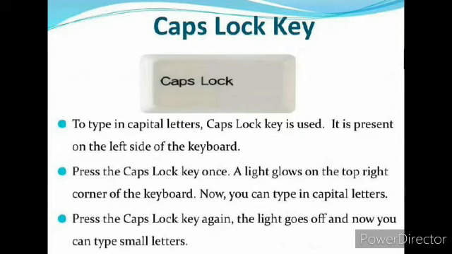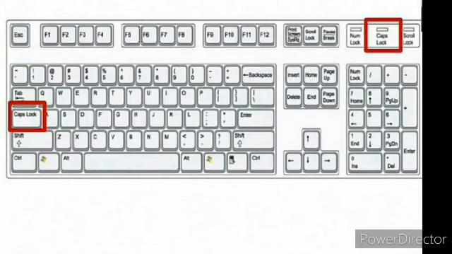Press the caps lock key again. The light goes off and now you can type small letters. Here you can see in the picture, the caps lock key is present on the left side of the keyboard, and the caps lock light is present at the right side of the keyboard.